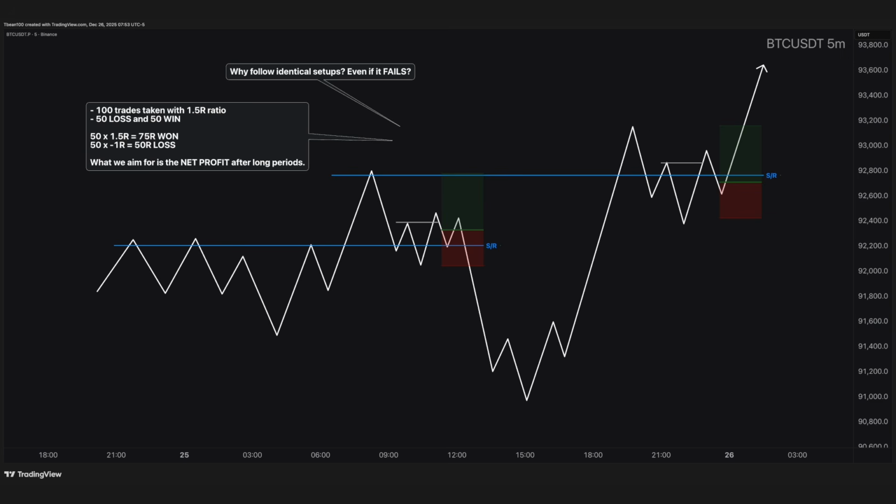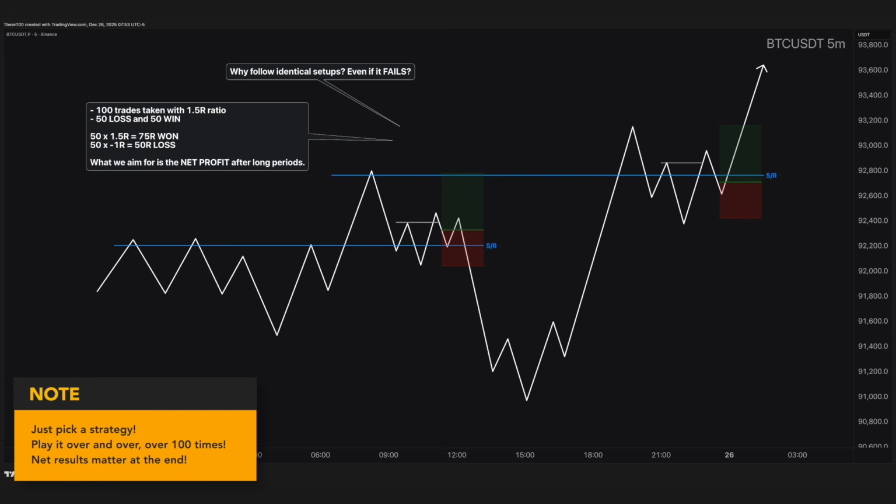It all comes down to timing and the total number of trades you take over time. Because if you keep trading the same patterns, it honestly does not matter what the tool is. It could be RSI trading, it could be trend-based setups, or it could even be moving averages. If you take the same trades over and over and over again, hundreds of times, what we are really trying to achieve here is the net profit at the end.